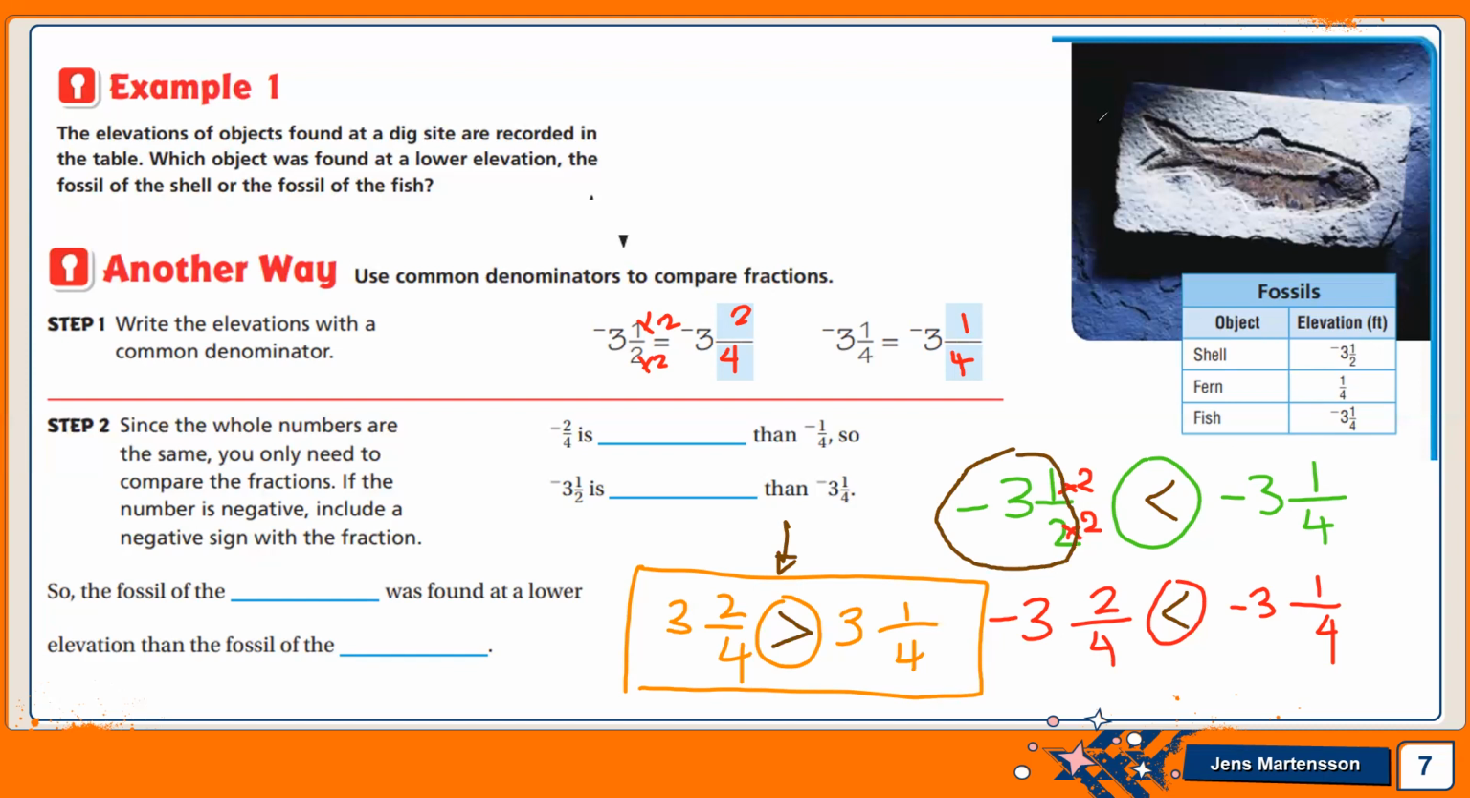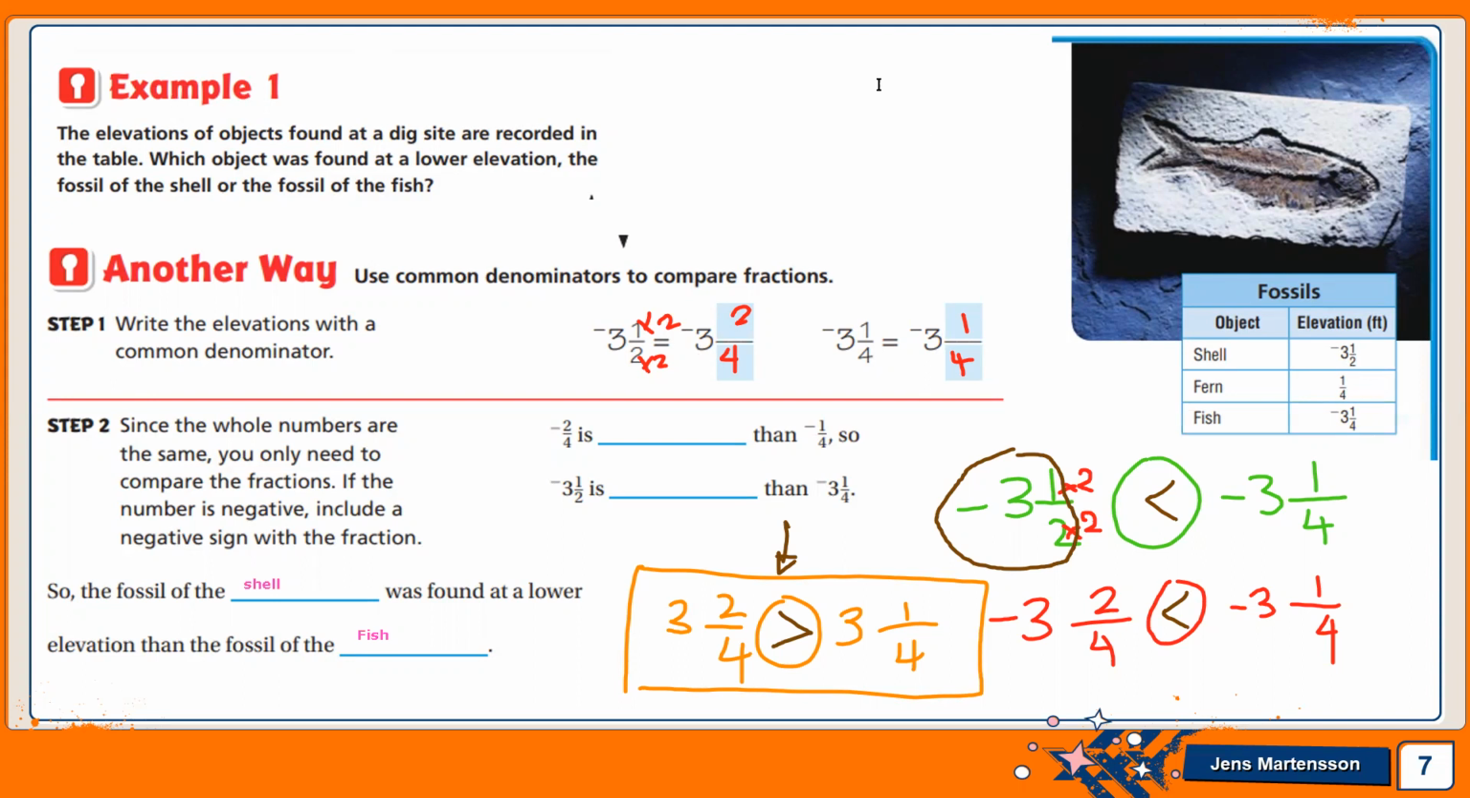Is it clear? What is the fossil that is found at the lower elevation, shell or fish? Which is the shell. So the shell is found at an elevation that's lower than the fish. So now, up to now, we compared between integers and decimals. In this example, we compared between two decimals and two fractions.